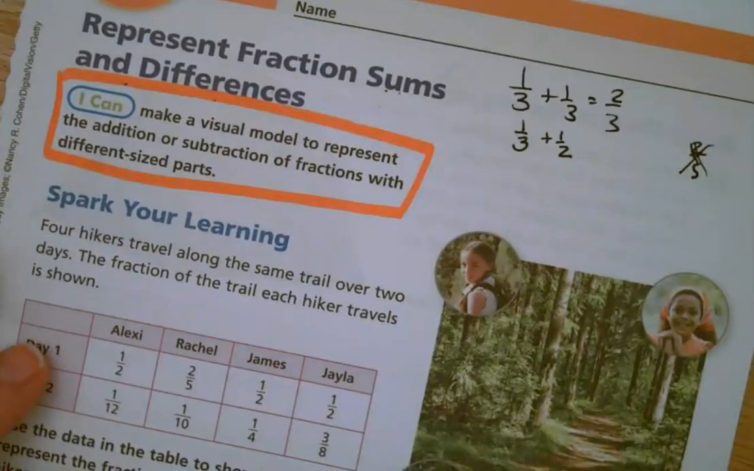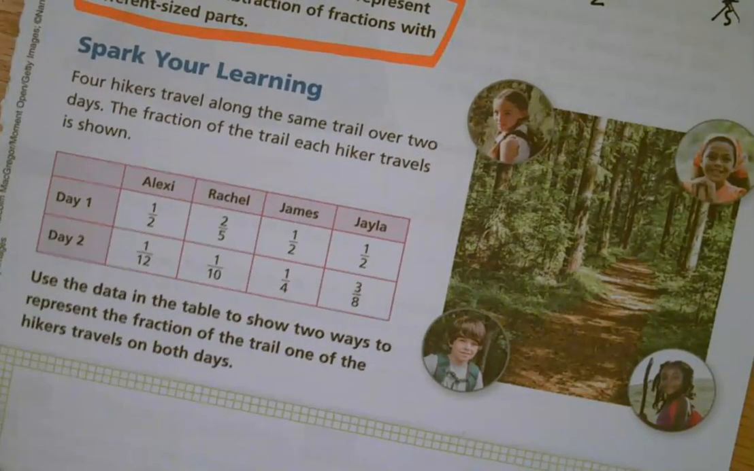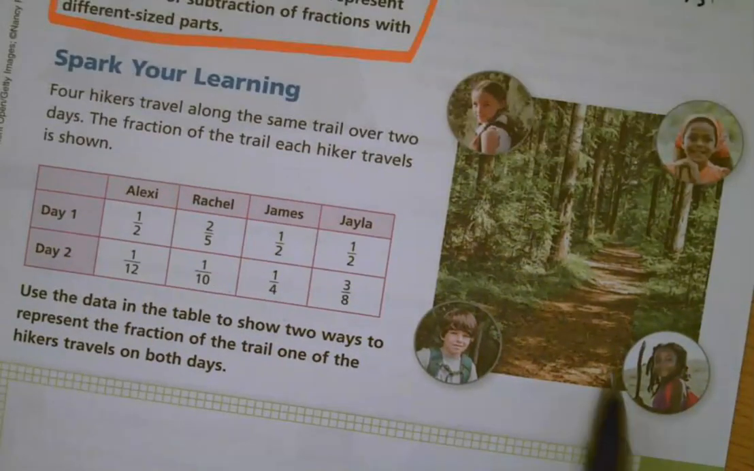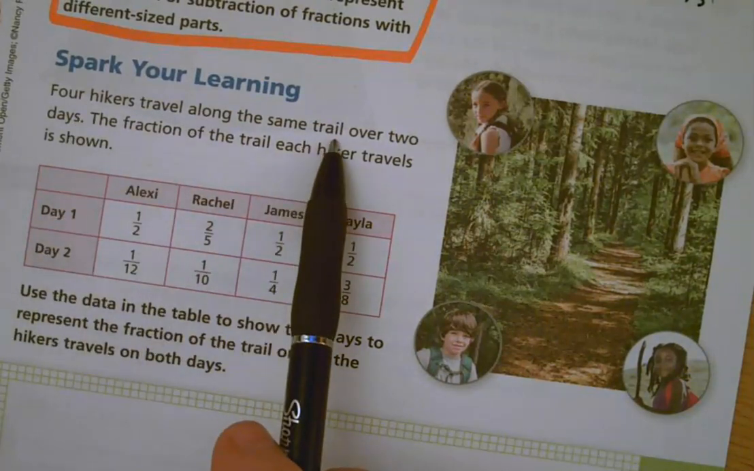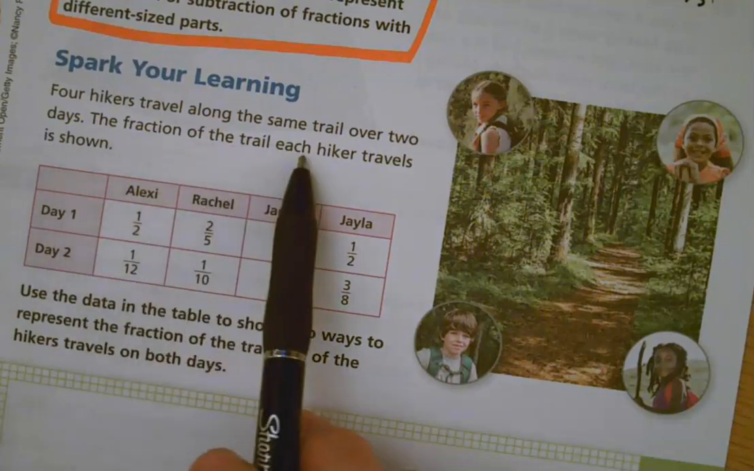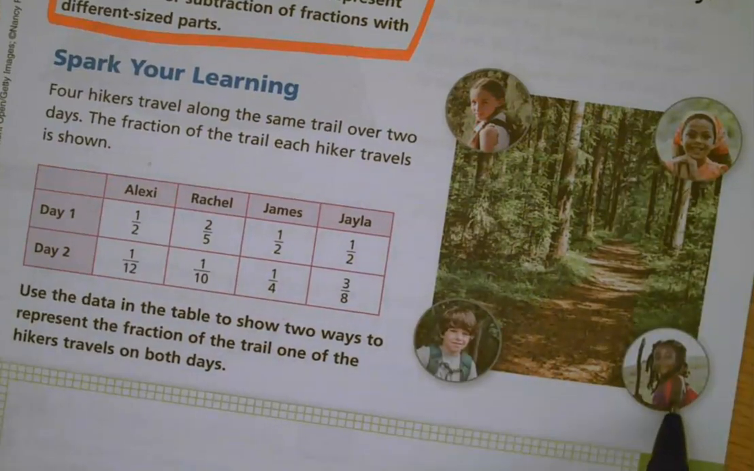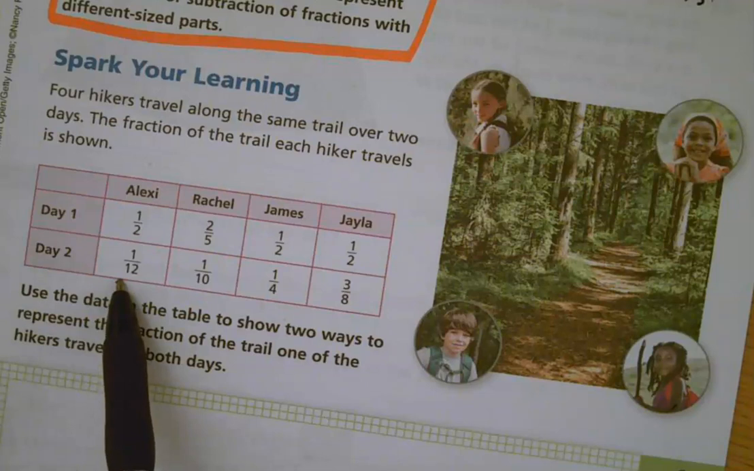All right, so we're going to start with this story, and it's about hiking. I'm sure you all have been hiking before. You've probably taken hikes along the beach or in the woods, and that's what this word problem is set up on. So we have 4 hikers who travel along the same trail over 2 days. The fraction of the trail each hiker travels is shown. So we have these 4 kids, and on day 1 they went out and walked a part of the trail, and then on day 2 they went out and walked another part of the trail.